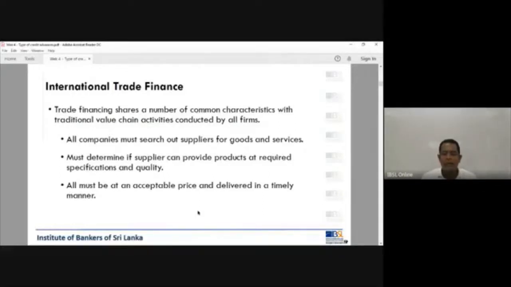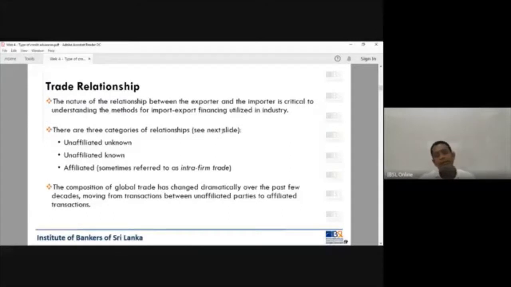The supplier should be able to provide the quality we want and the quantity we want. Then the supplier should be able to match the pricing and the delivery date. There may be a supplier, but if the price is not matching, there is no point having that supplier. If they can't meet our delivery deadline, no point talking to them. So whether it is international trade or local trade, we have to solve these three problems. Then when we come to trade relationships, we have three types of trade relationships.